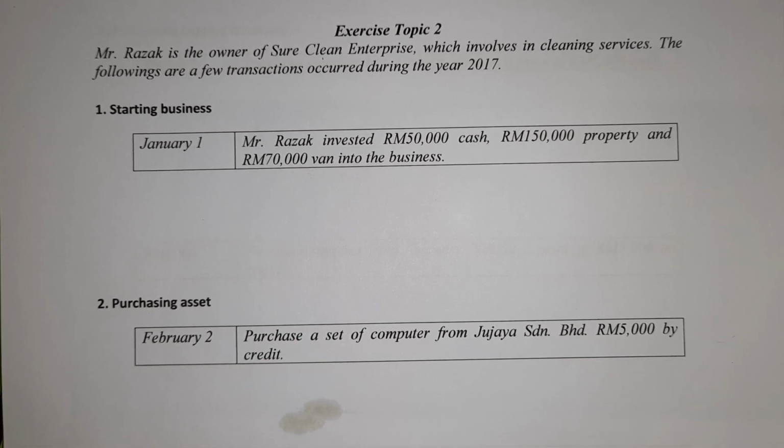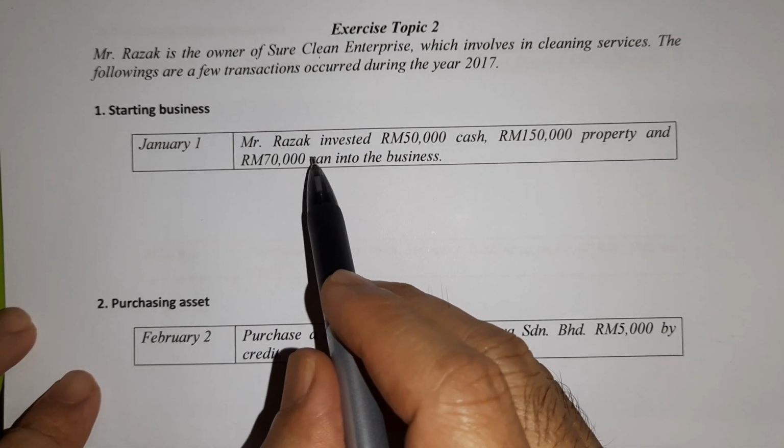So in accounting, the owner of the business and the business are different entities. You do the accounting record for the business, not for the owner of the business. You do the record for the business. When we say asset, it is the asset of the business, not the asset of the owner of the business. Okay, so let's see this one.